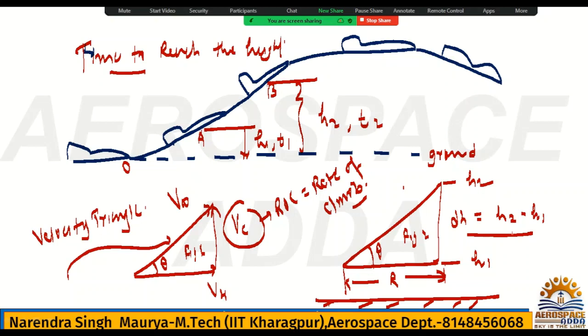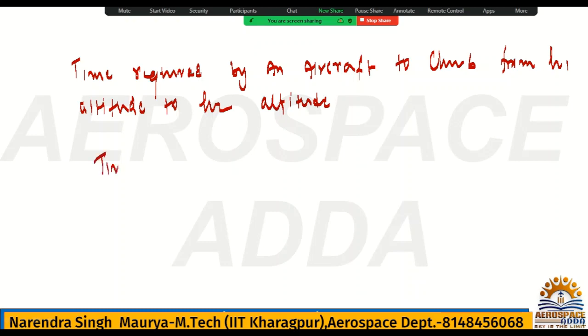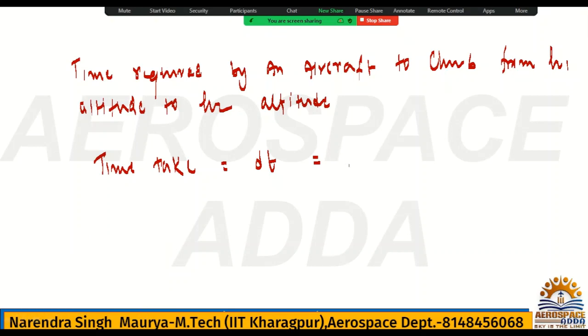So simply you can write, what is the time taken? I will just say time taken has been dt. Time is nothing but, I am saying it is dt. dt time has been taken by the aircraft to climb from h1 to h2 altitude. So what is the dt? It is distance by velocity. This is the formula of time. Yes or no? Or what is the velocity? Distance by time.